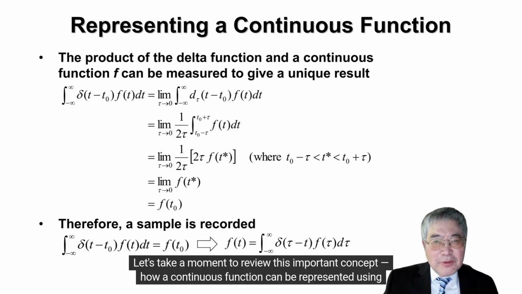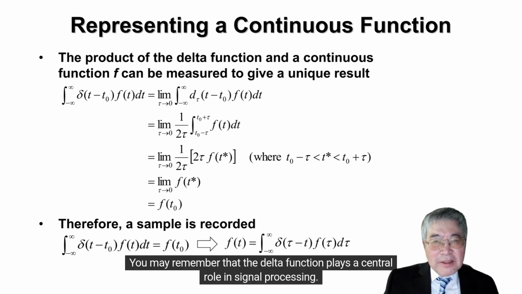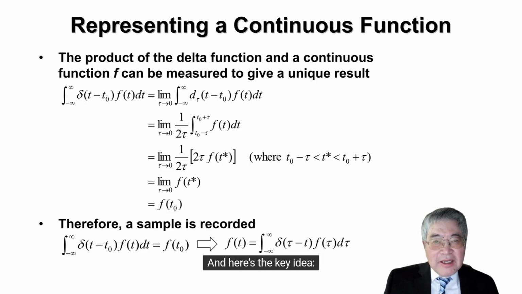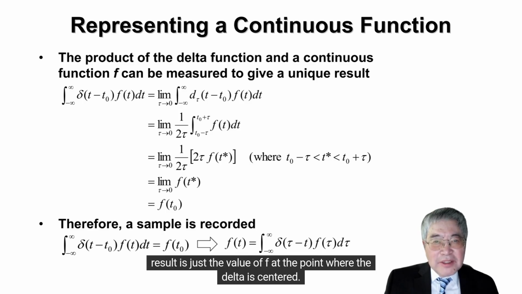Let's take a moment to review this important concept, how a continuous function can be represented using delta functions. You may remember that the delta function plays a central role in signal processing. And here's the key idea. When you multiply a delta function with a continuous function f of t and integrate over all time, the result is just the value of f at the point where the delta is centered.